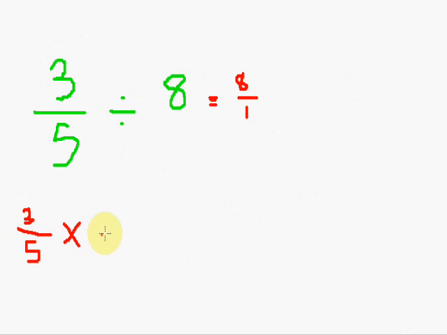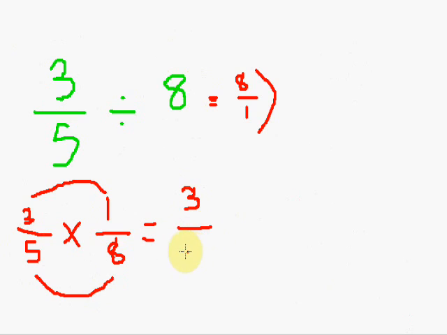Multiply, remember the sign changes. And 8 by itself is the same thing as 8 on 1. But we're going to invert that, and we have 1 on 8. There is nothing here that can be cancelled, so we simply multiply straight across. 3 1s are 3, 5 8s are 40, and your answer is 3 on 40. That was easy.